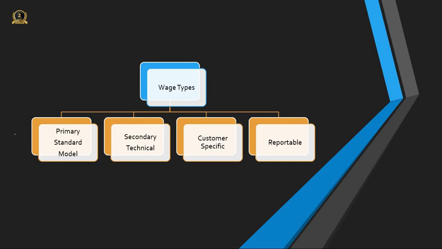2. Secondary wage types, technical wage types. These pop up with a forward slash. We call them technical or intermediate types. They show up during the nitty-gritty of payroll processing.